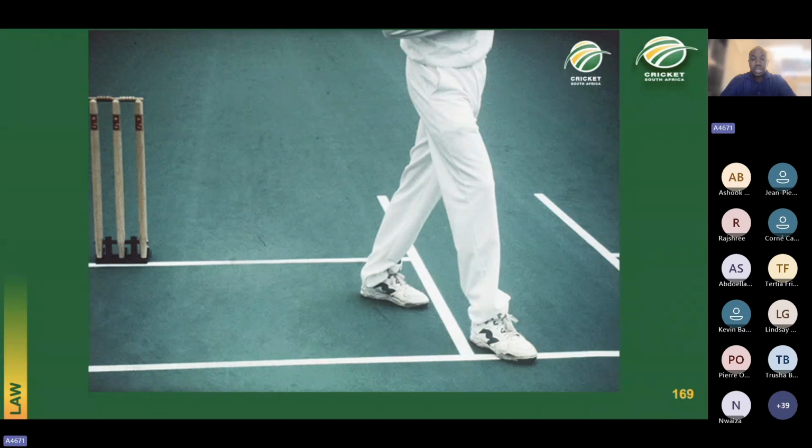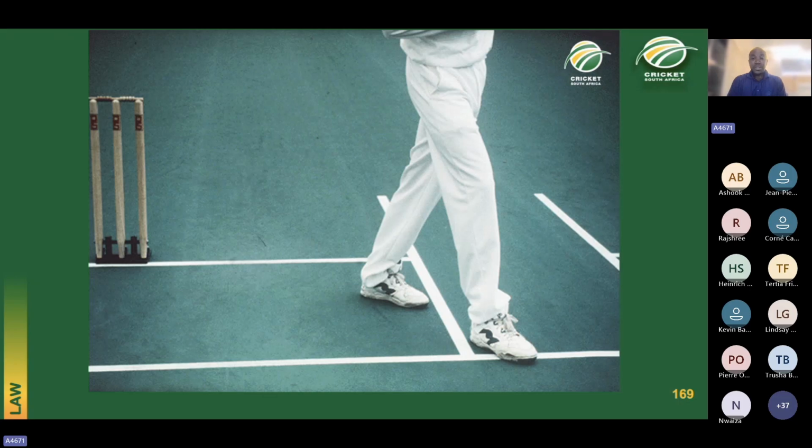Let's start with the back foot this time. The back foot is just inside the return crease. All of it is grounded. None of it is touching the return crease. So the back foot is fine.